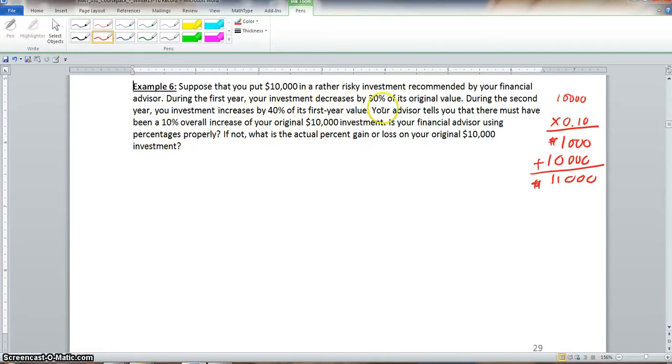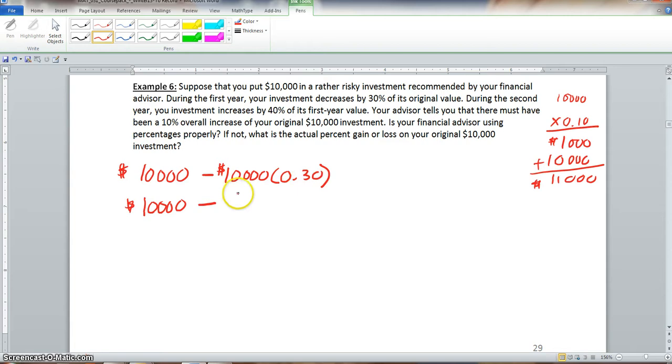It said the investment decreases by 30% of its original value. So we would take $10,000 minus the original investment times the 30%. So now we will have $10,000 minus, when you take 10,000 times the 30%, that leaves you $3,000. 10,000 minus 3,000 is $7,000. Okay, this is year one.